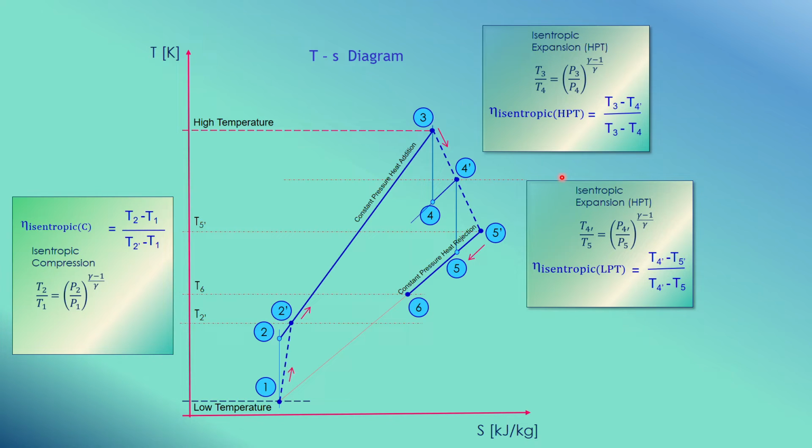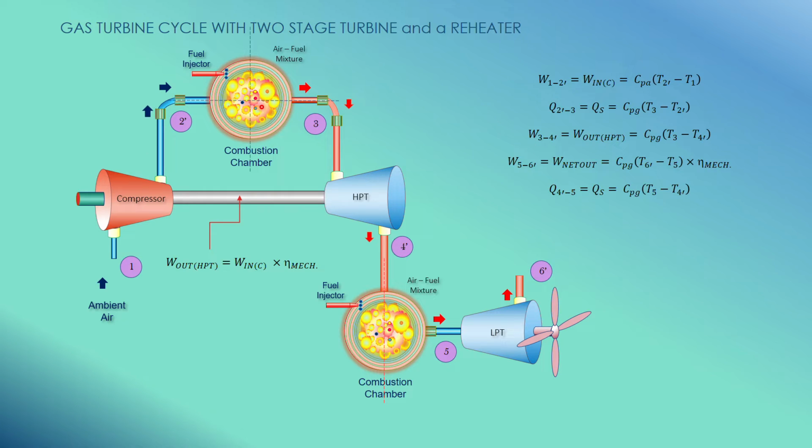And then the next one is you have another combustion chamber, which we call the second combustion chamber. The purpose is for reheating. The rest is the same from 1 to 4 prime. It will be the same, except from 4 prime to 5. You have another combustion chamber here, so you have an extra heat supply based on this.